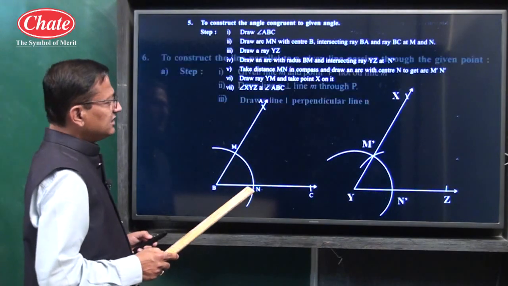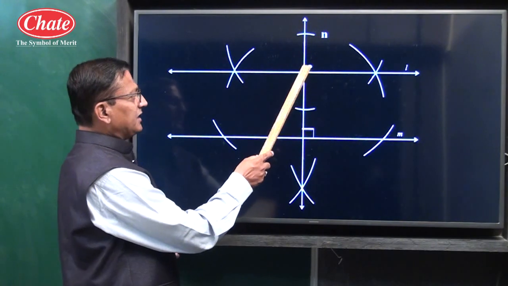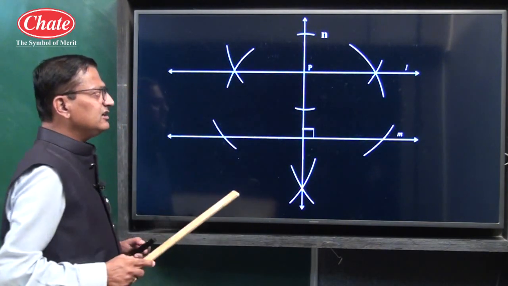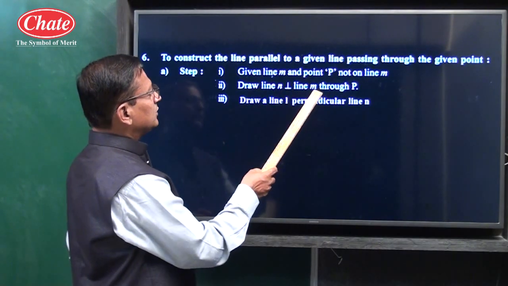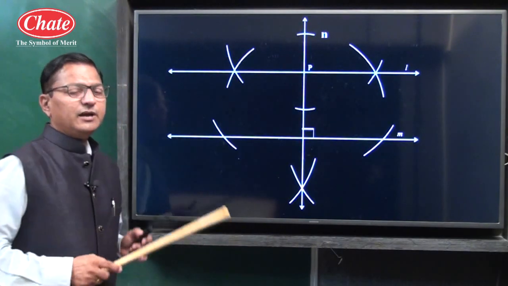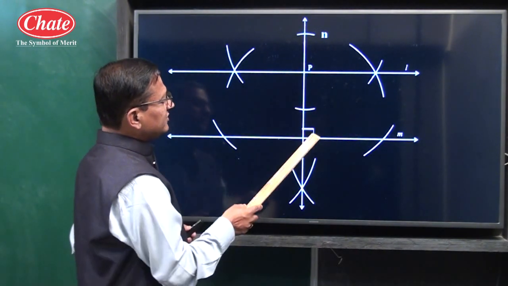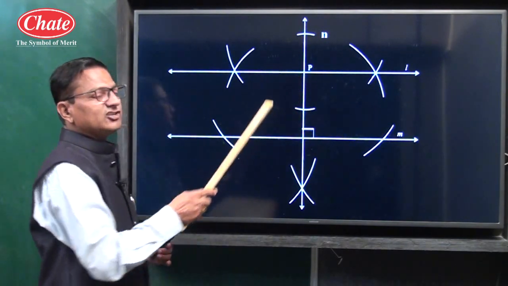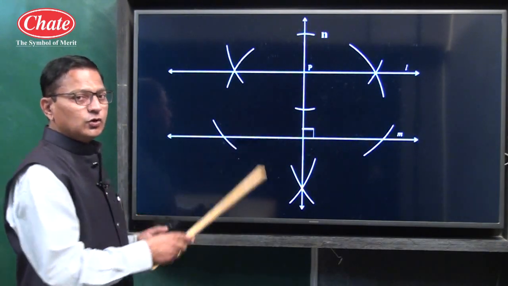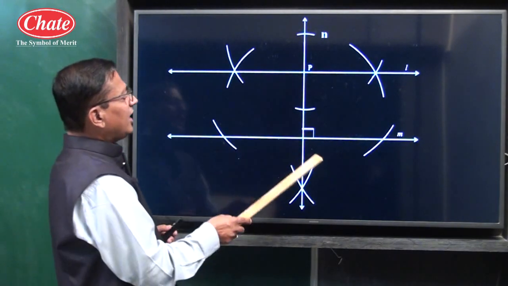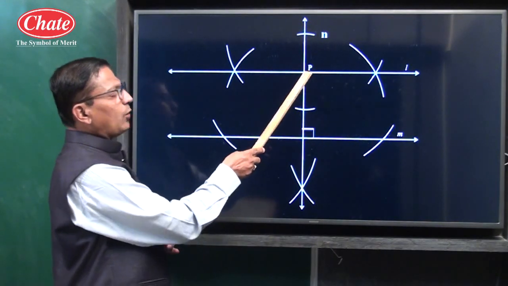Draw first line M and point P. Point P is not on the line. Draw line N perpendicular to line M through P. अभी हमने जो कंस्ट्रक्शन देखा था उसमें ये देखा था कि पॉइंट P जब not on the line, then we can draw a perpendicular line to line M. So use this construction here and draw a line perpendicular to line M and passing through point P.